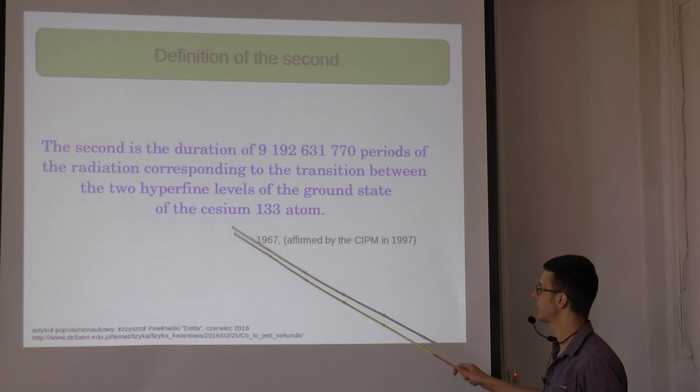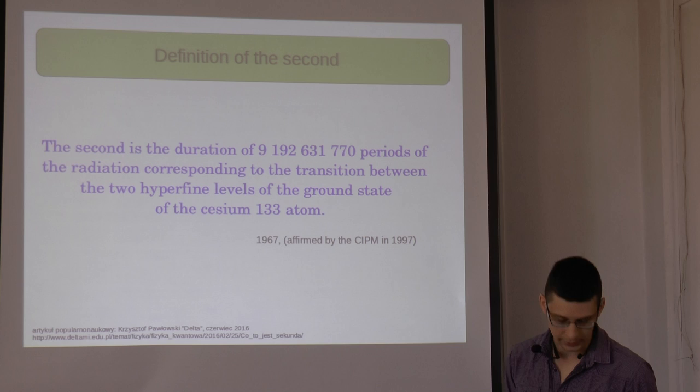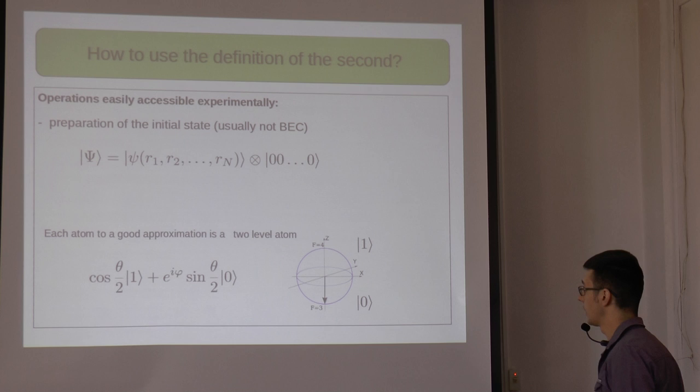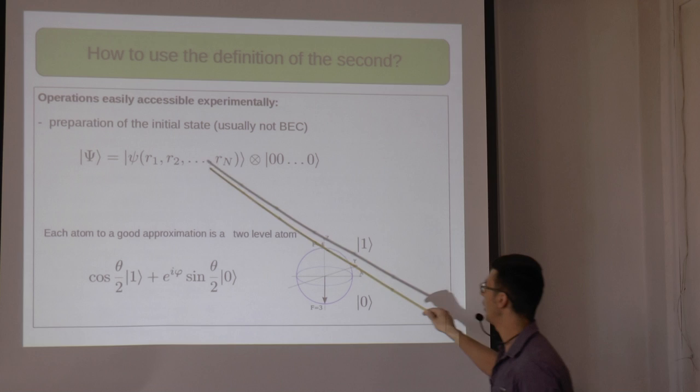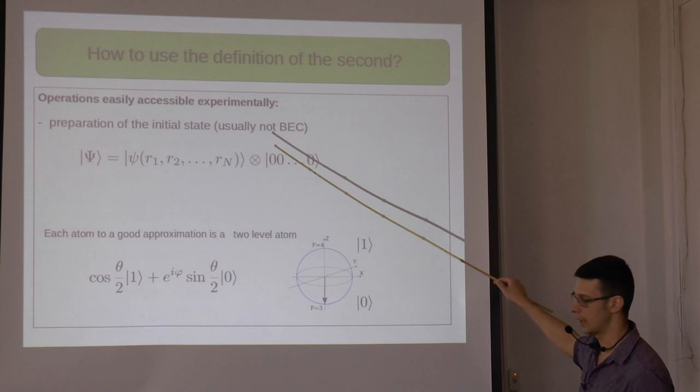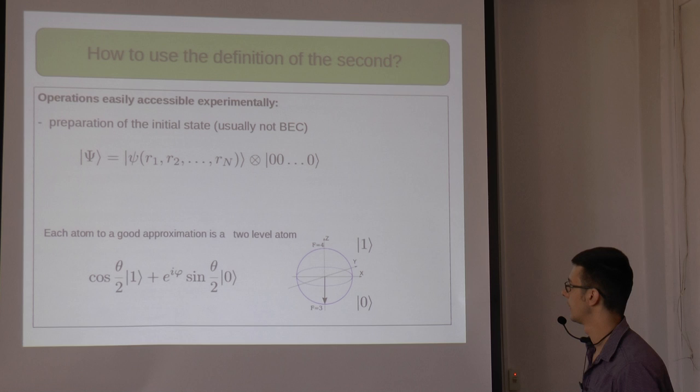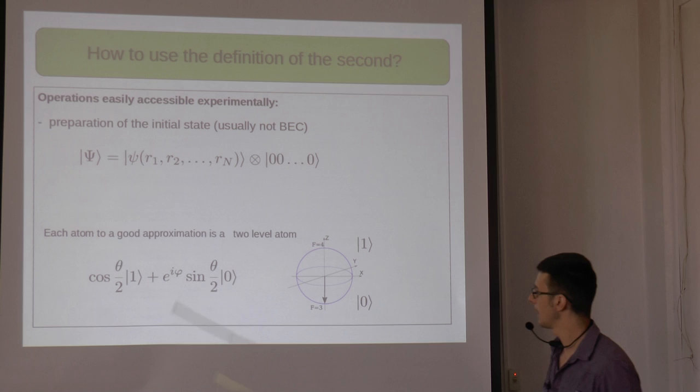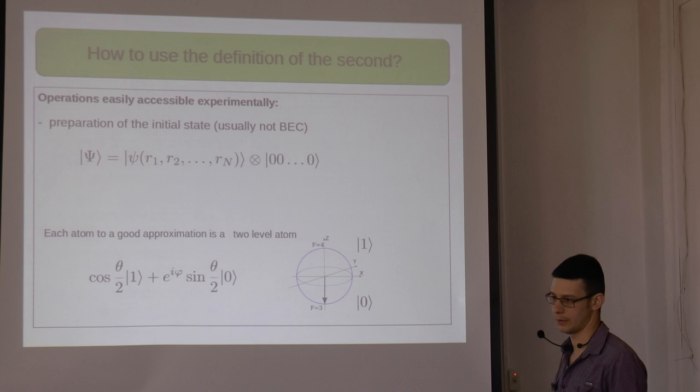This is the definition. And then there is the question of how to use this definition. So a typical scenario starts with N atoms, all of them prepared in the same internal state. With ket 0, I denote F equal 3, the lower of these two hyperfine levels. So this is our assumption that the state has this structure. We'll try to restrict ourselves to the subspace of only two levels, 0 and 1.